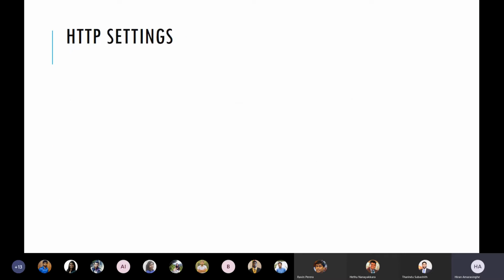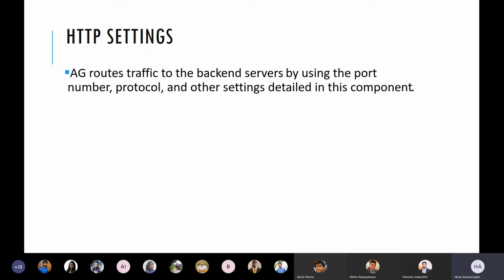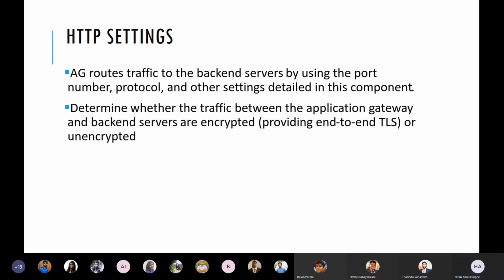Okay, the next thing is called HTTP setting. The HTTP setting contains the information of the backend server. For example, what's the port number? What's the protocol that I should address? Like that. And also, this is a bit important, you determine whether your traffic from the application gateway to the backend server is encrypted or plain text, unencrypted. So that is also defined here.